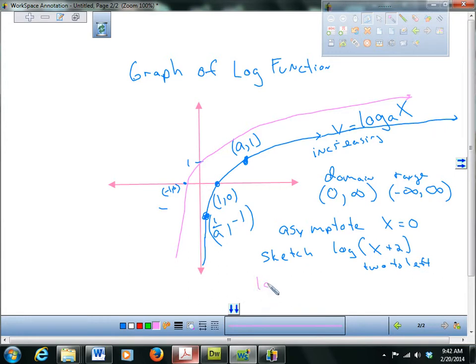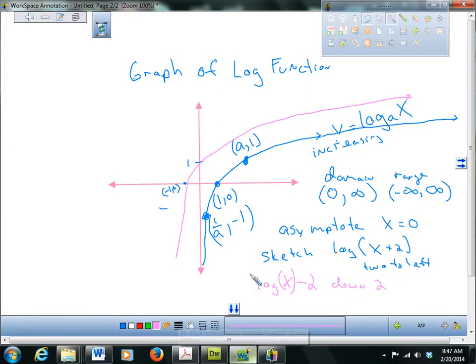What would log of x minus 2 do to your graph? This is not in parentheses, so it's like this. What's that going to do? Shift it down. This would move it down 2.